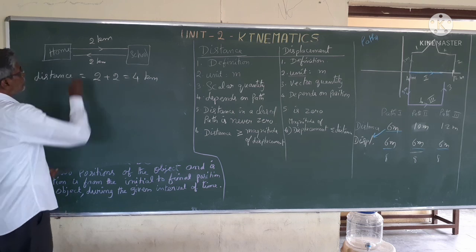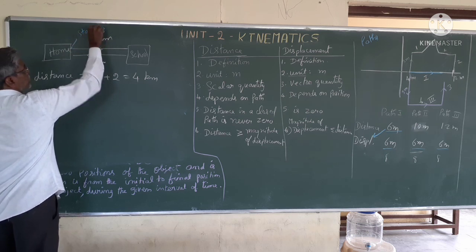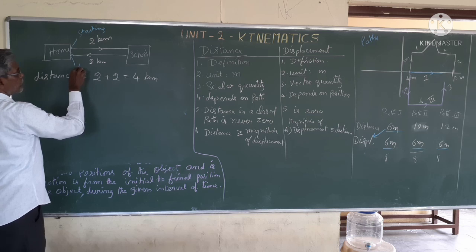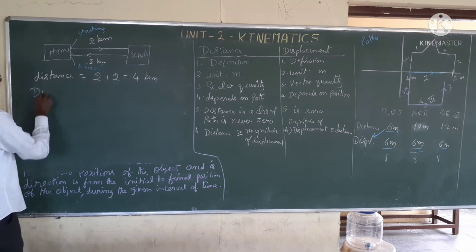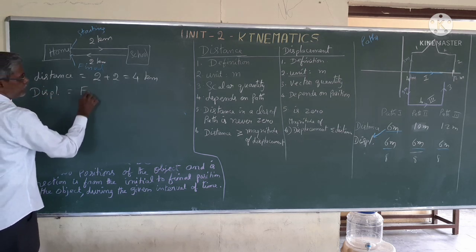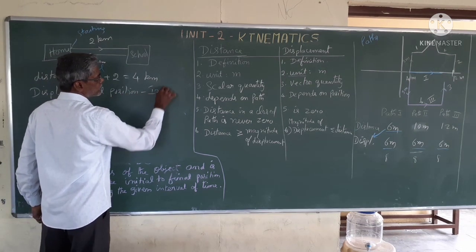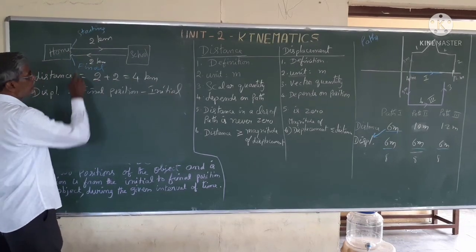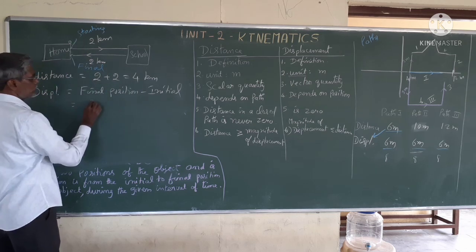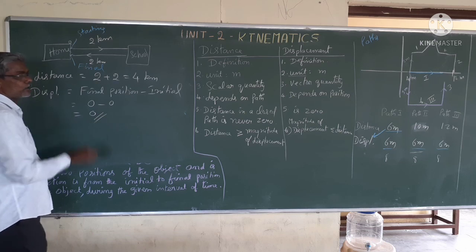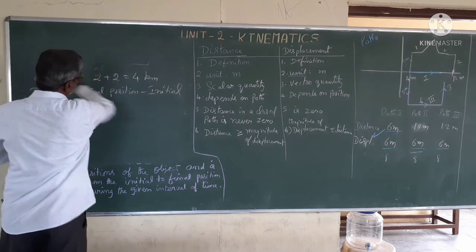Understood? Now this is the starting position, and here itself will be the final position. So what is the displacement? Final position minus initial position. What is the final position? Here. What is the initial position? Here. So it starts at 0 km. So 0 minus 0, 0. Therefore the displacement is 0. Next example.